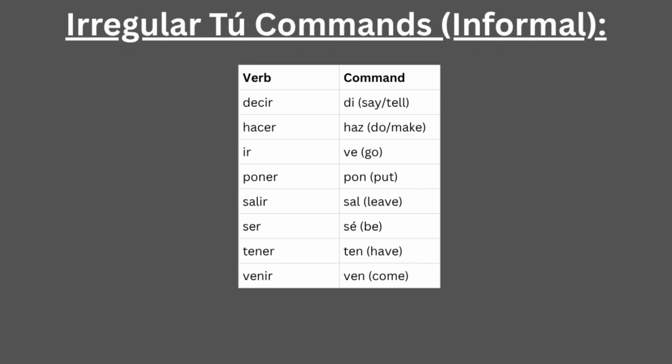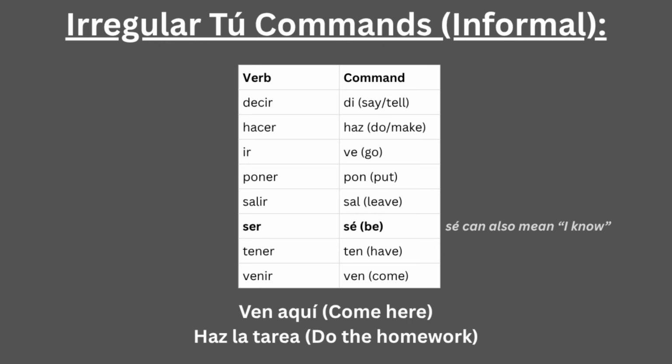At the same time, Spanish has irregular tú commands that we just memorize. Di, say. Haz, do or make. Ve, go. Pon, put. Sal, leave. Sé, be. Ten, have. Ven, come. As a note, the word sé can also mean I know, but as a command, it means be. Some examples are: ven aquí, haz la tarea.